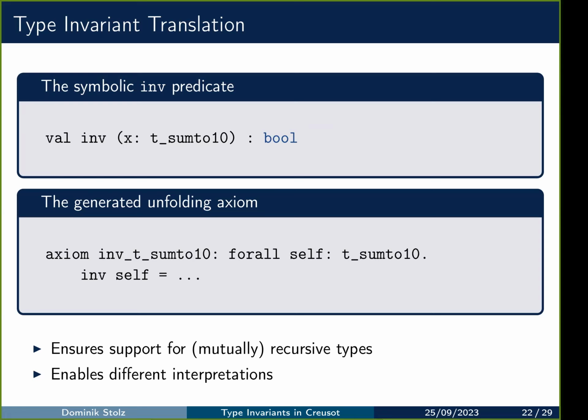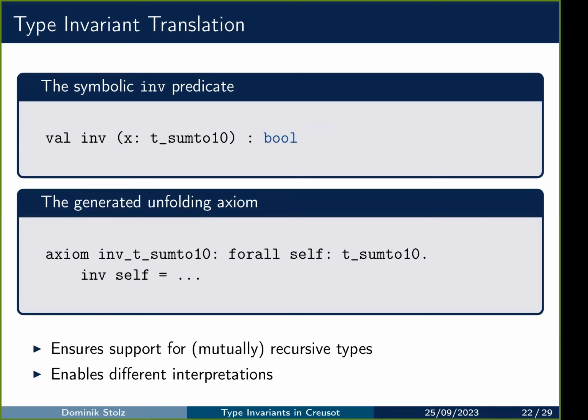So here there's an unfold axiom for the sum to 10 type. It just says that for a sum to 10 value, the inf predicate is, as we've seen before, user invariant and structural invariant. And this encoding ensures that we can support mutually recursive types, because we always only unfold one step at a time. So for recursive types, we can unfold the axiom repeatedly as we need.